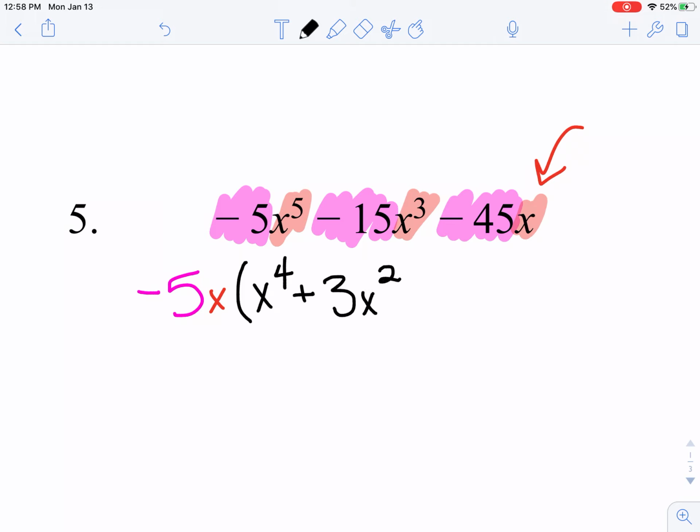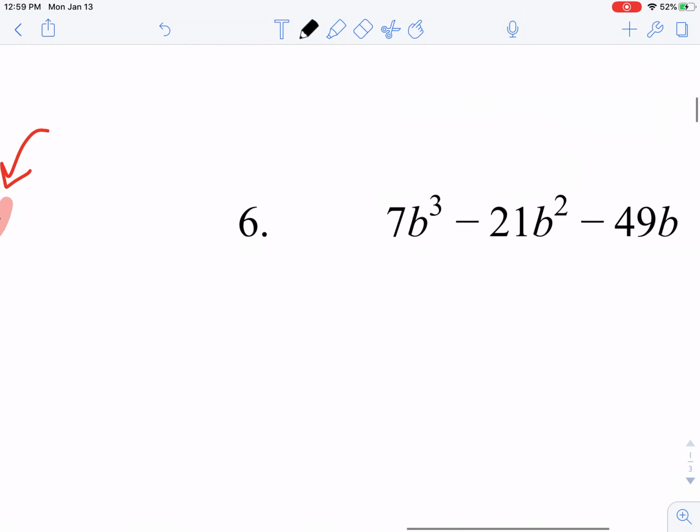And then that third term, if I divide negative 45 by negative 5, I have a positive 9. And if I divide the x by x, I'm again left with 1. So we're just going to make the x go away. Alrighty, let's move on to number 6.